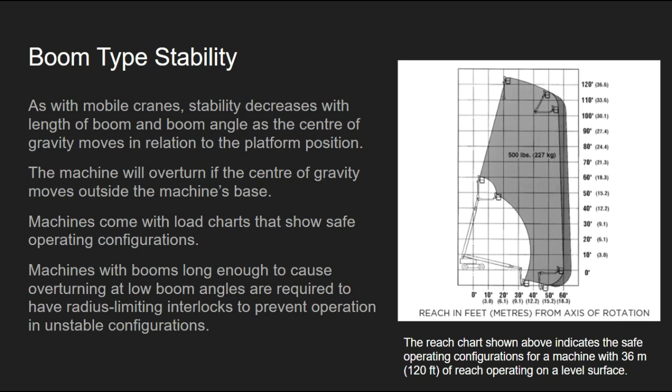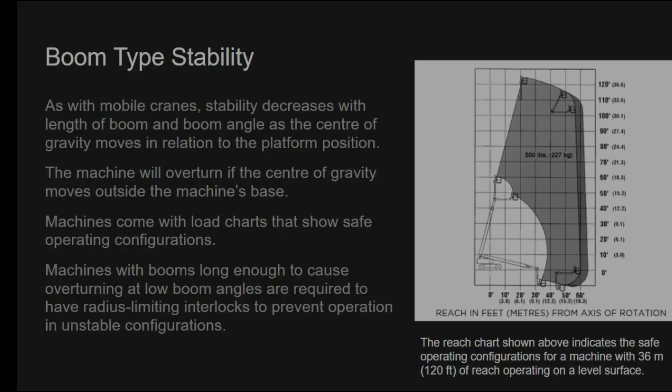As with mobile cranes, stability decreases with length of boom and boom angle as the center of gravity moves in relation to the platform position. The machine will overturn if the center of gravity moves outside the machine's base. The machine comes with load charts that show safe operating configurations. Spend some time to know these and to know the limits.